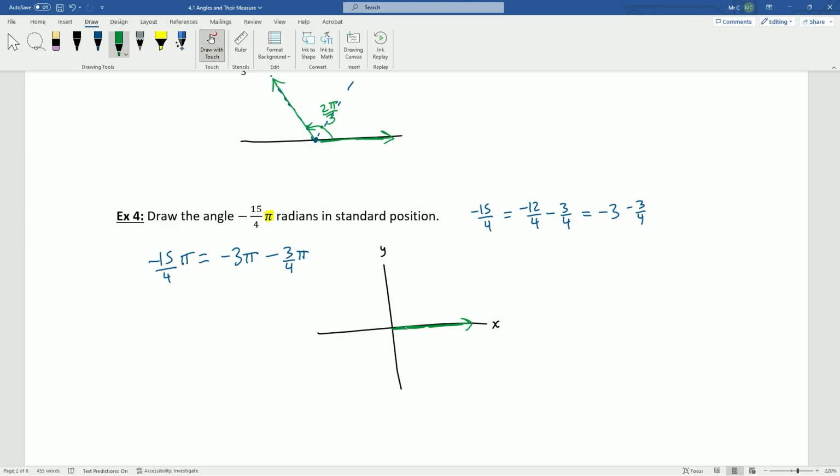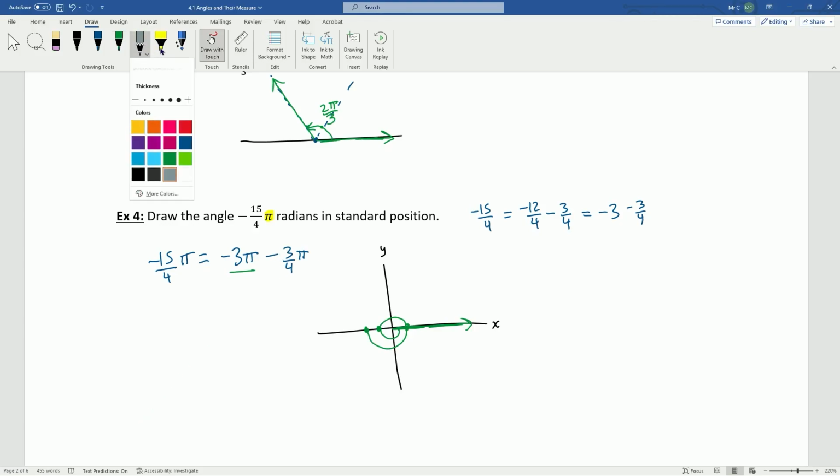Negative means I'm going clockwise. So each pi, which is half of a circle, right? I'm going to just put a little mark to keep track. So that's 1 pi, that's -2 pi, that's -3 pi. So now I've gone -3 pi, and I need a -3/4 of pi.